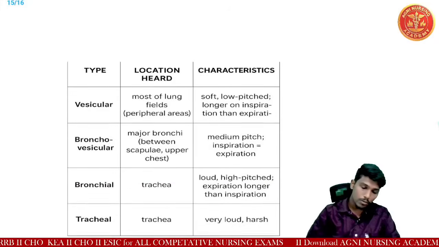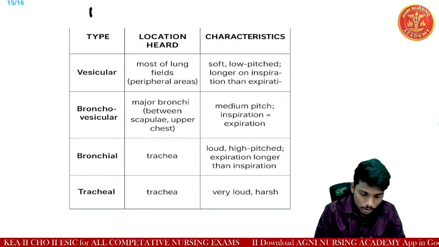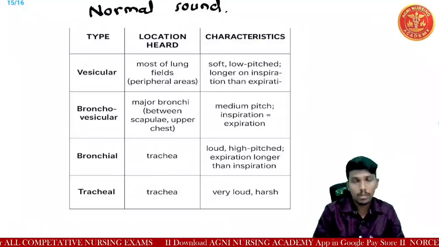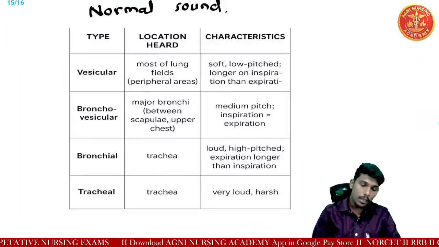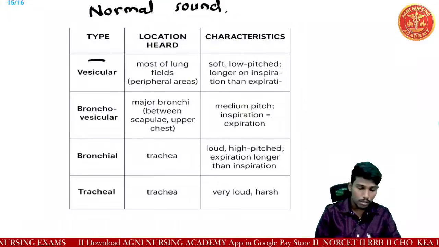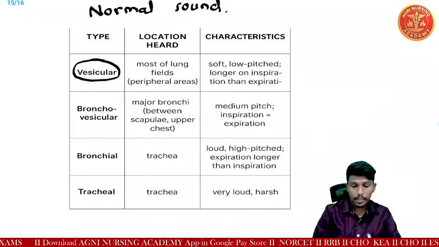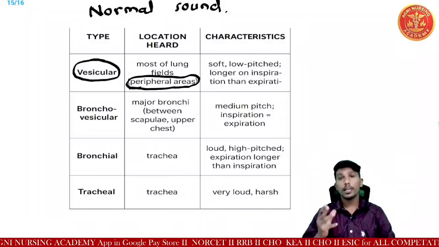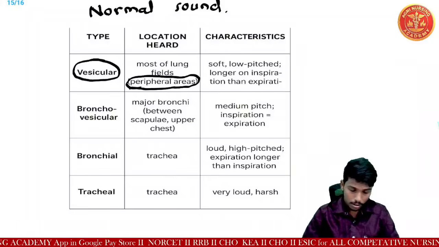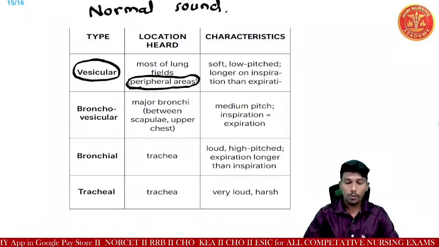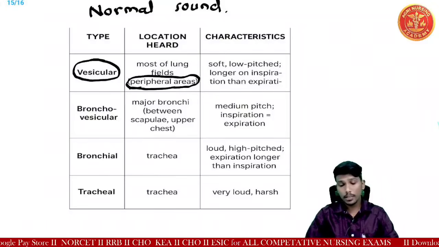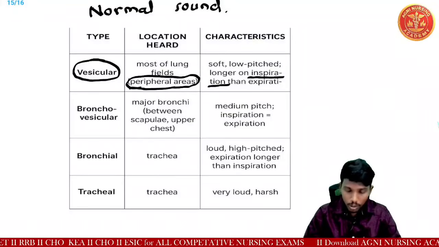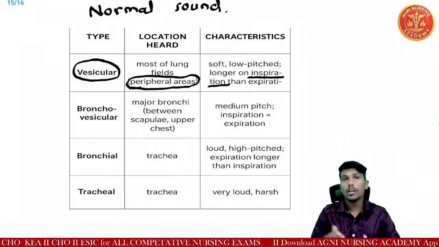First, move to these normal sounds, breathing sounds or lung sounds. If you auscultate the lungs, you will hear the vesicular sound. Vesicular sound you will hear in the peripheral area of the lungs. The characteristics of this vesicular sound are soft, low pitch, and longer on the inspiration than expiration. The sound is more on the inspiration. This is vesicular and this is the normal sound.